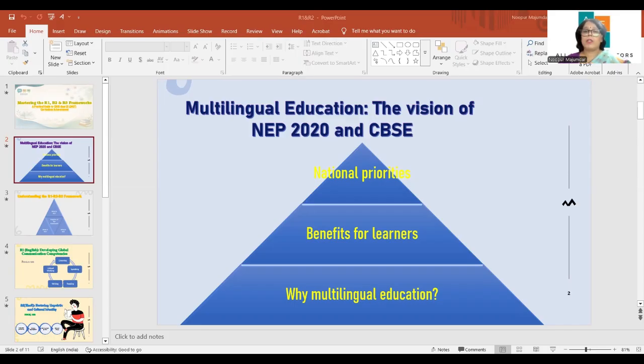So now, dear educators, we have understood why multilingual education is important. Let's explore what exactly the R1, R2, and R3 framework is.